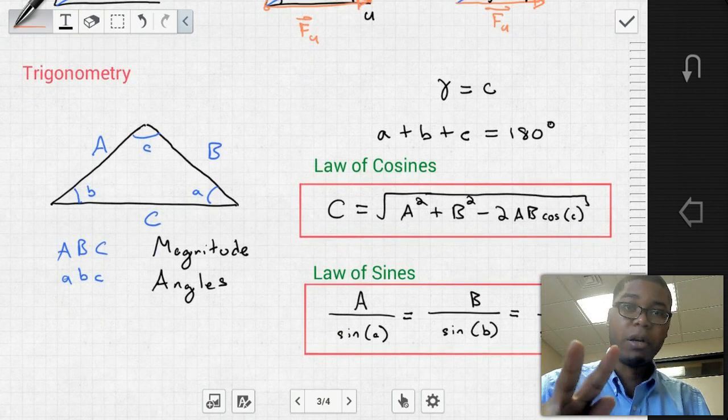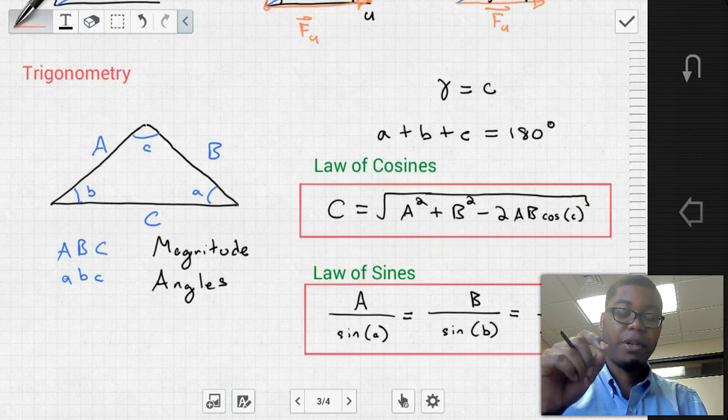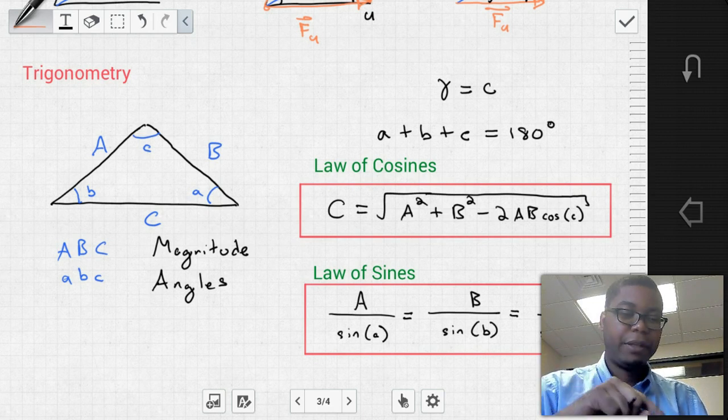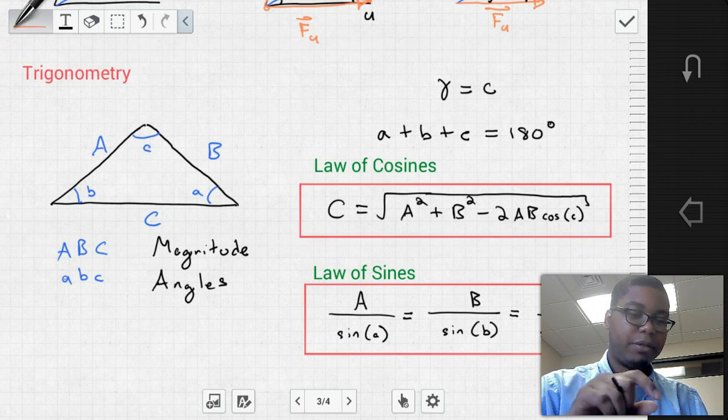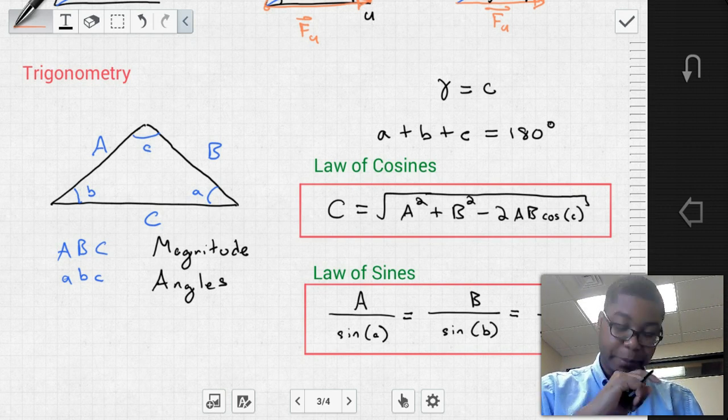Now, there are two laws that we're going to use extensively in this class. There is a law of cosines and there is a law of sines. The law of cosines describes the relationship between the magnitudes of the sides of the triangle and one of the interior angles. The law of sines describes the relationship between the magnitudes and the angles of the entire triangle.